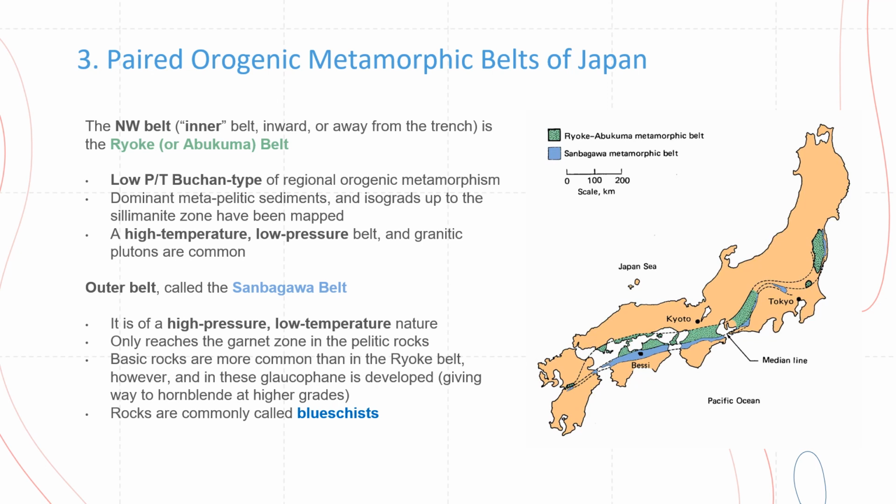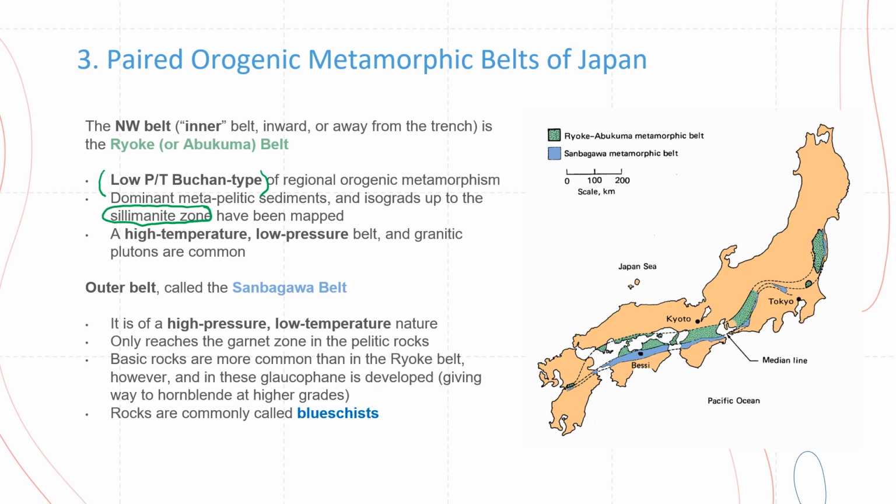And this particular area, let's use green, so the Ryoke belt shows low P/T Buchan type of regional orogenic metamorphism. So the area has dominant metapelitic sediments and isograds up to the sillimanite zone. So it has a high temperature, low pressure belt, and granitic plutons are pretty common here.